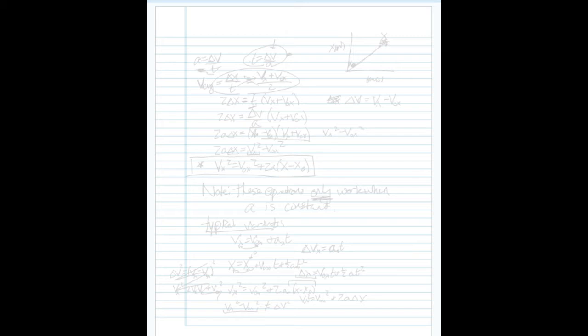The last equation we're going to derive is the, you guessed it, third equation on the equation sheet. We're going to start off with remembering that acceleration equals delta v over t, and that time would then be equal to delta v over a. If you solve this equation here for t, get t by itself, you'll get this.